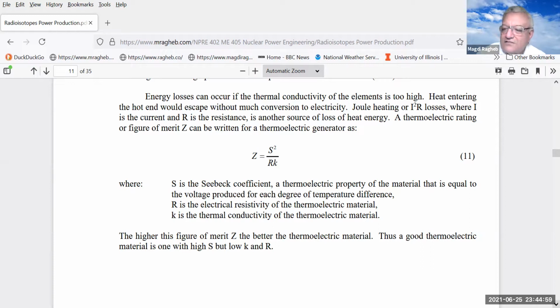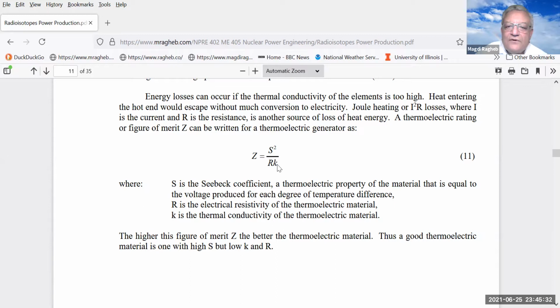The whole concept of thermoelectricity depends on the figure of merit Z, which involves the square of the Seebeck coefficient. That's a thermoelectric property of the material that's equal to the voltage produced for each degree of temperature difference. So if you have a beaker in the laboratory containing ice and one that contains hot water, you put a wire in between the two beakers, you find that you get a current of electricity. R is the resistivity of the thermoelectric material, and K is the thermal conductivity.